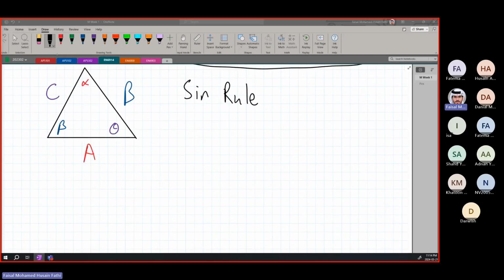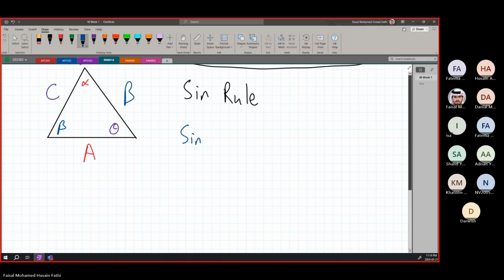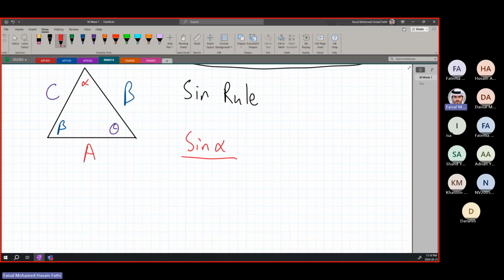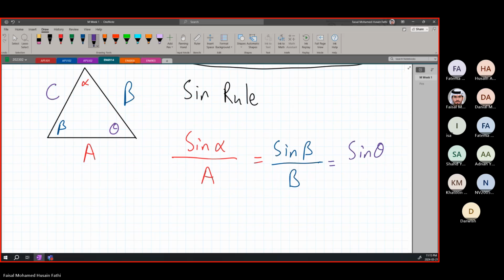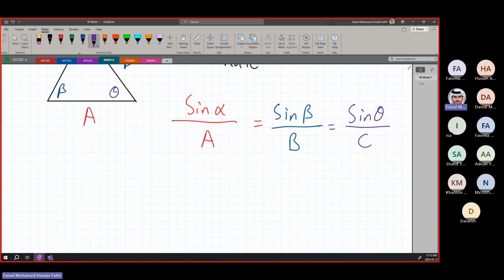So what does the sine rule say? The sine rule says the sine of alpha over A is going to be equal to the sine of beta over B, which is going to be equal to the sine of theta over C. Remember this rule. Or you can flip them, where you put A up and B up and the sine on the bottom. You can swap them up and down, basic math.